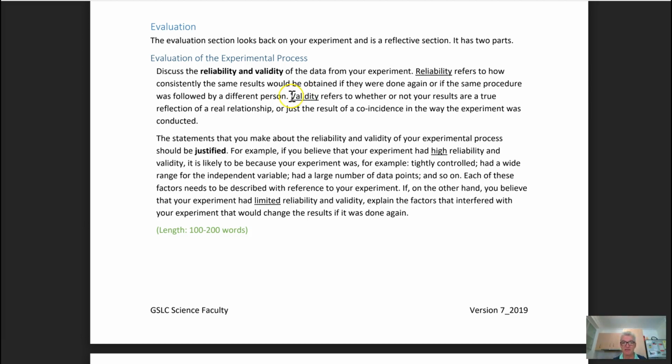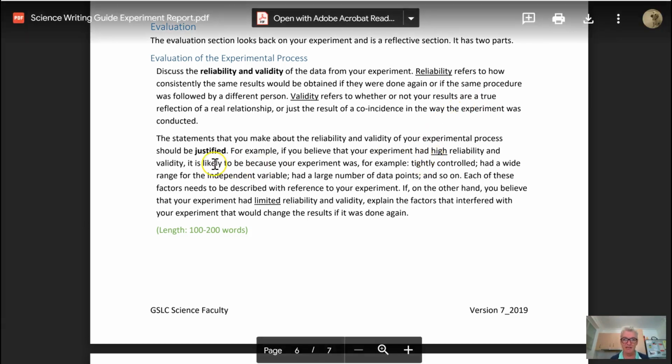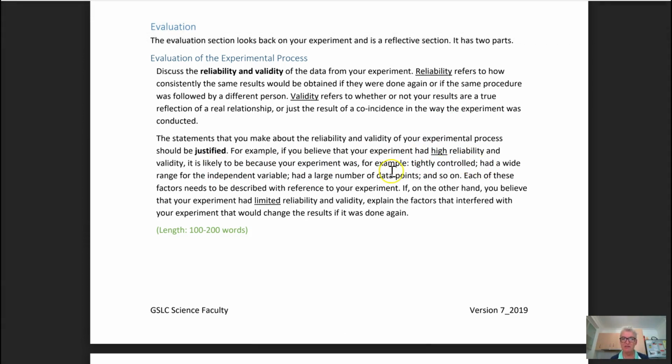So that's the next bit. Validity refers to whether your results are a true reflection of a real relationship or just a coincidence. So are you pretty happy with the fact that the process of collecting the data and analysing the data, not the actual data itself, the process was actually quite accurate and valid, or it wasn't? Yep, you need to justify each statement. So it might have high reliability and validity because you had tight controls, you had a wide range for your variables, you had a large number of amounts of data, and so on. Describe each factor with reference to your experiment.